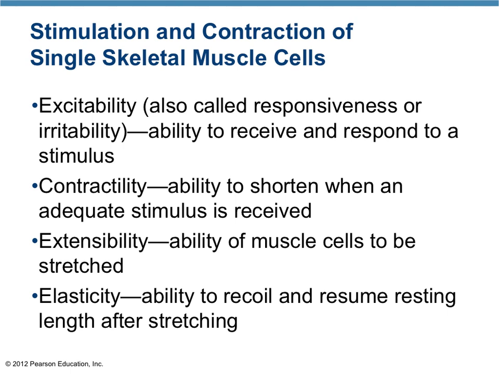Some characteristics that are critical to the function of muscle are here. So muscle is excitable, meaning that it is able to receive and respond to a stimulus. It's contractile, meaning that it can shorten when it receives an adequate stimulus. It's extensible, which means that it can stretch. And muscle is also elastic, meaning that it is able to recoil and resume its resting length after stretching. So muscle is very movable, but it always returns to a resting state.